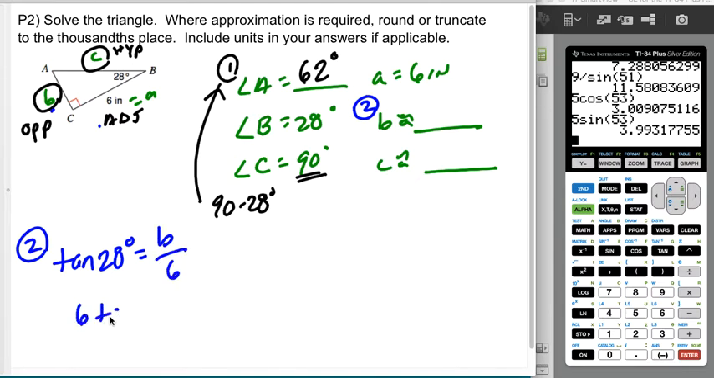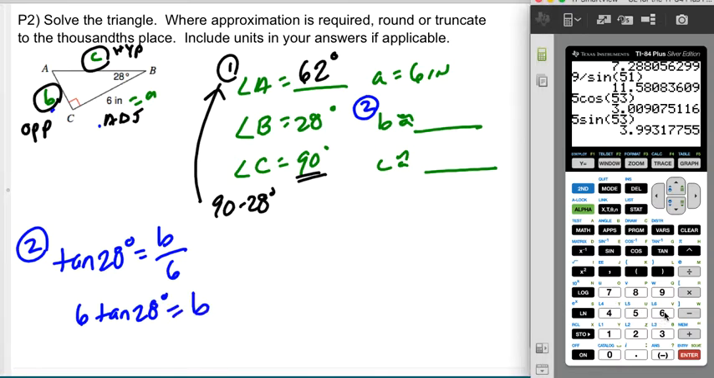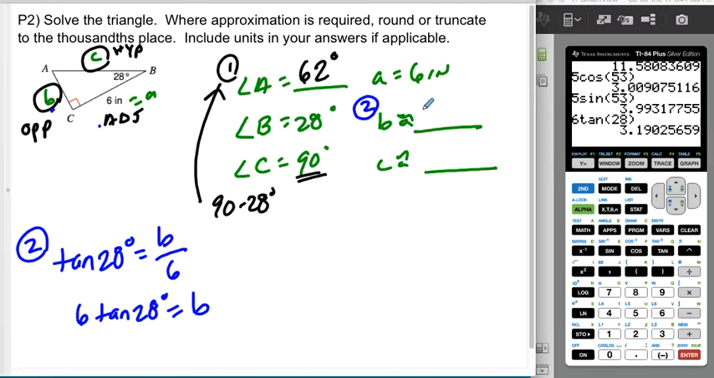Sorry that my 6's always kind of look like b's, which is not a great combination, and I can't really make it a capital V because that has a different meaning in this problem. So 6 tangent of 28, it's usually how I get around the 6 and b's issue. All right, so I get 3.190 inches, right? And then if in red I do the last one, right?